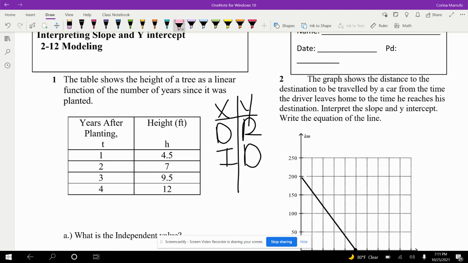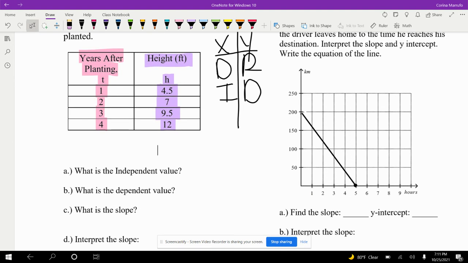Okay, so here if we look, years after planting in T, and so we have 1 year, 2 years, 3 years, and 4 years. Okay, and then the height. So the height after we plant a certain kind of plant, it's in feet. So they have an H here for your height. So they don't have an X and a Y, they have a T and an H, but in the positions we know that T is our X value and H is our Y value. And so after 1 year, our plant is 4.5 feet. After 2 years, it is 7 feet. After 3 years, it's 9.5 feet. And after 4 years, it is 12 feet.